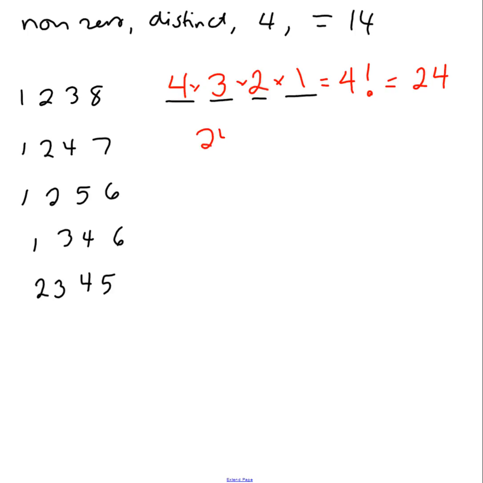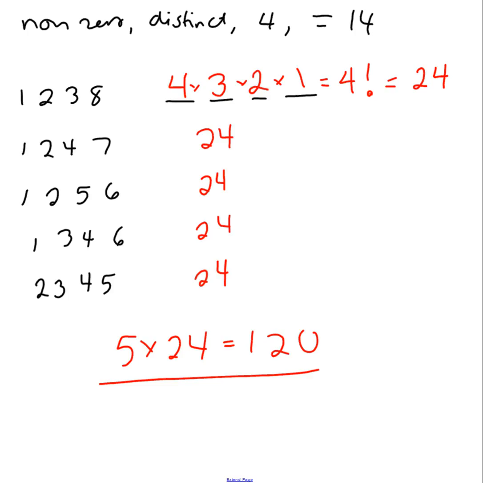So this one will also have 24. This one will have 24. This one will have 24. And so will this one. Then what you're going to notice is, if I have 5 different sets of numbers that can all be written in 24 different ways, that is going to be my answer.